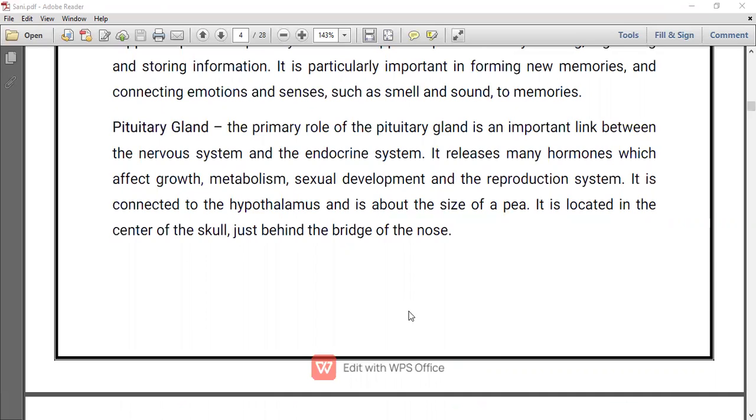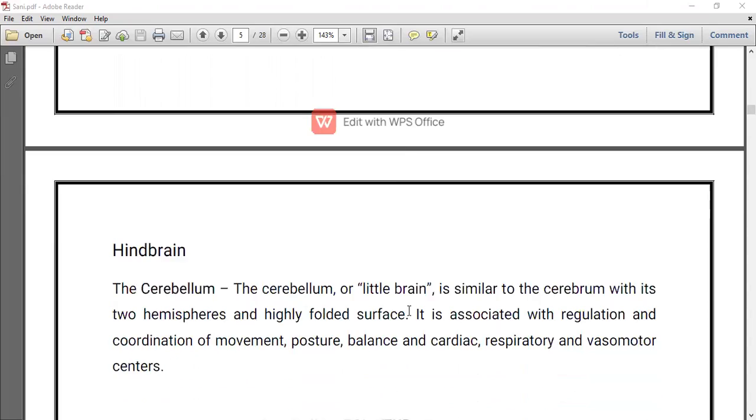The pituitary gland is an important link between the nervous system and endocrine system. It releases many hormones which affect growth, metabolism, sexual development, and the reproductive system. It is connected to the hypothalamus and is about the size of a pea. It is located near the center of the skull, just behind the bridge of the nose.